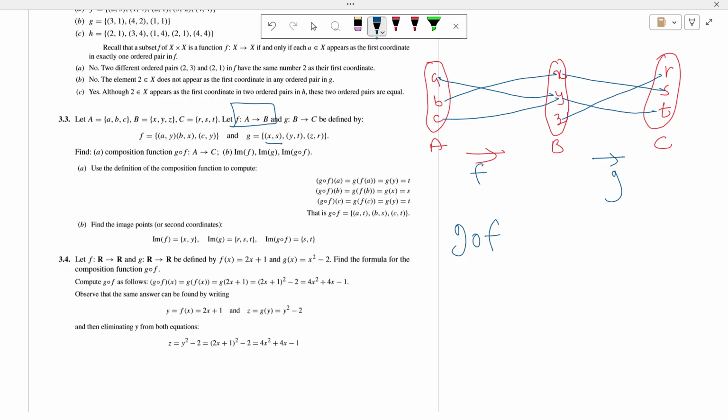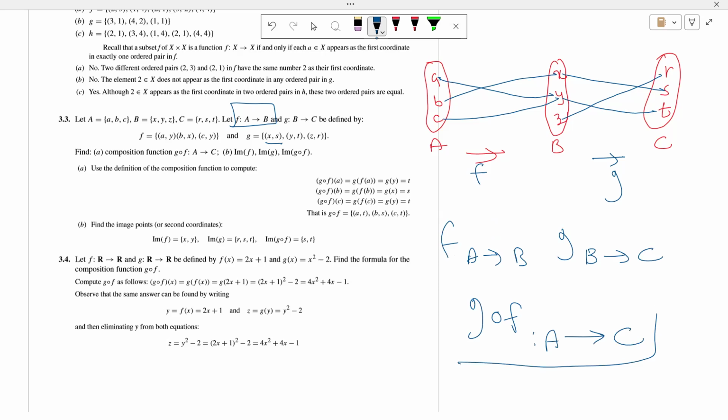After drawing this, we know they are asking for g of f. G of f means what? This is a composition of functions. We know the theory: f is a function from A to B, g is a function from B to C, right? So g of f is a function from A to C. We need to find a function from A to C. That is g of f, right? In this question, they are asking to find g of f. That is the composition of functions. We discussed composition of functions: a function from A to B, another function from B to C.